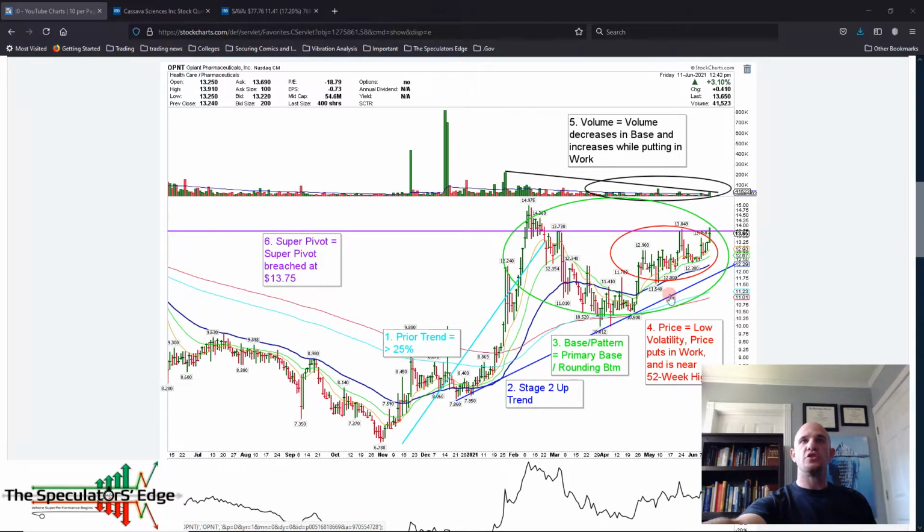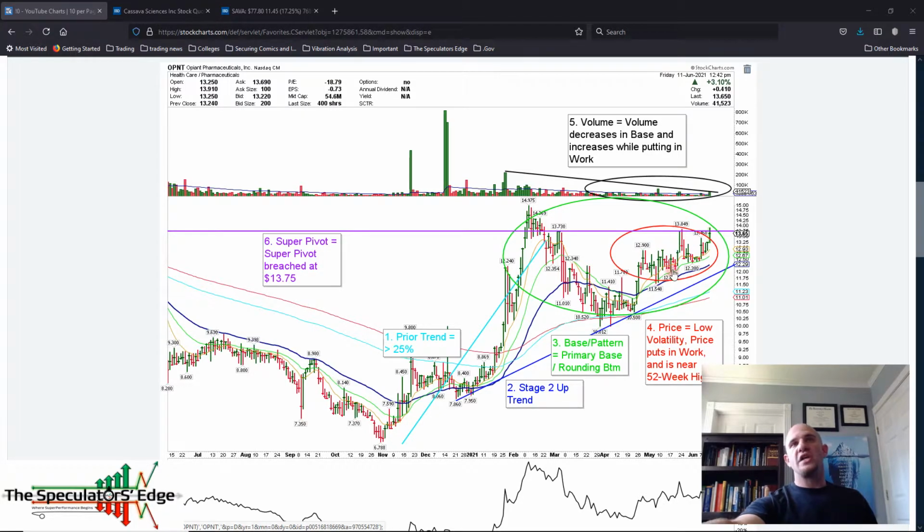We do have a stage 2 uptrend, shorter term moving averages being above the longer term averages, and with decent demand pushing this stock up. Okay, so next thing that we look for, since we have the stage 2 accumulation, we look for the base and the pattern. Well, this is a primary base right here, so this is the first base of this stock, and we do put in a rounding bottom pattern. Okay, this is a rounding bottom.